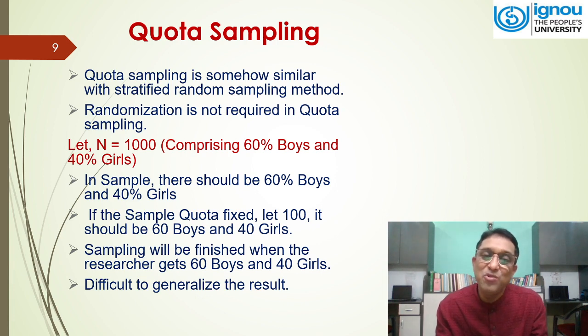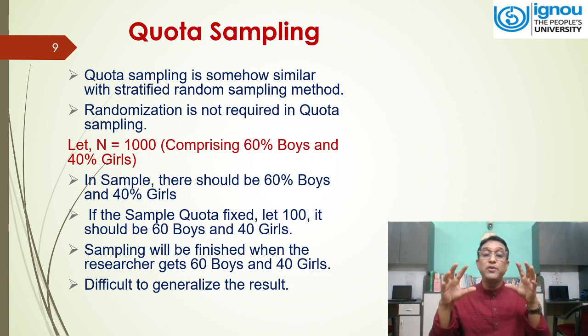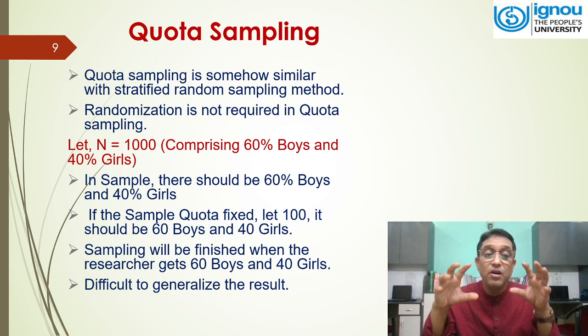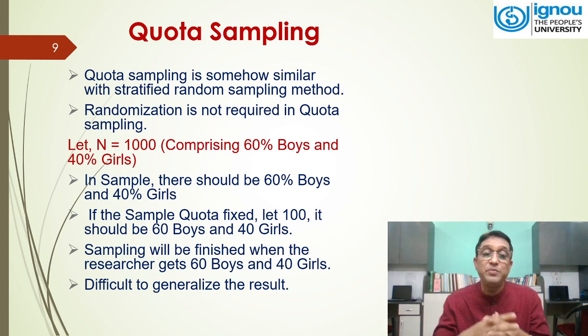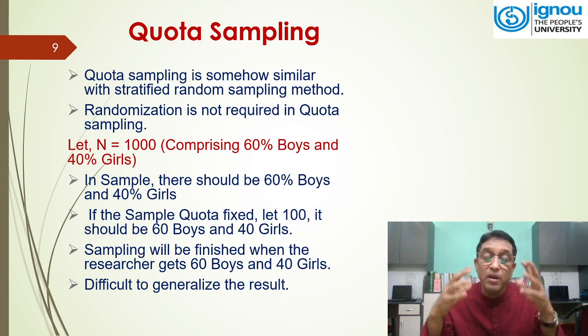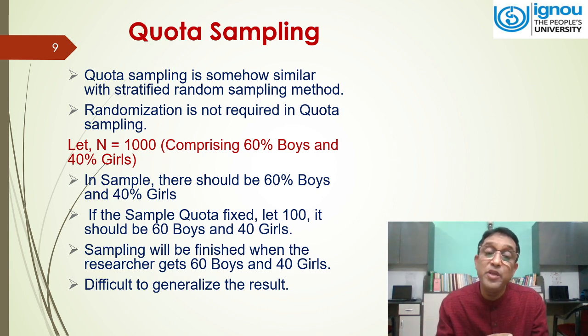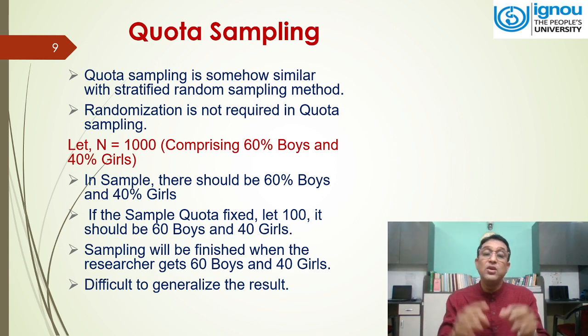So here quota sampling is somehow similar to stratified random sampling. Stratified random sampling is part of the probability sampling. In stratified random sampling, what you are doing is getting the sample from different strata, and you are taking an adequate percentage of the sample from different strata. If we take 25%, then from every stratum you have to take 25%.